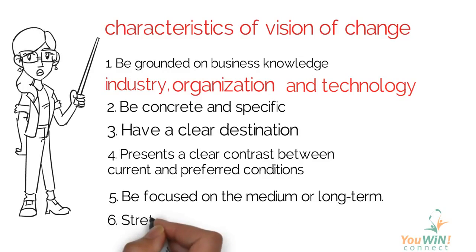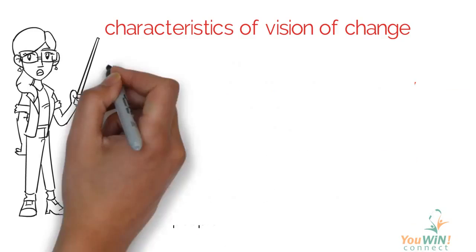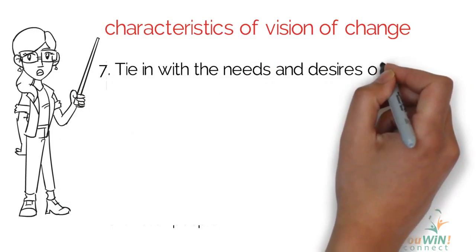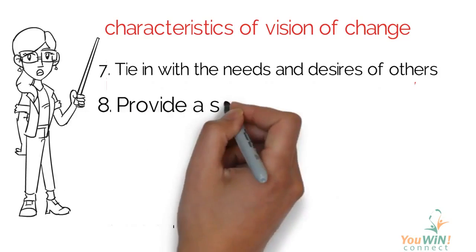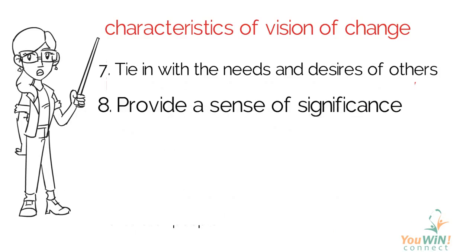6. It must stretch people. A vision should inspire people to stretch their abilities to reach a higher level of achievement. 7. It must tie in with the needs and the desires of others. A vision inspires people by inviting them to work towards things that are important to them and to the larger society around them. 8. It must provide a sense of significance. It helps people understand the importance their contribution and the contribution of the organization make in a greater sense.